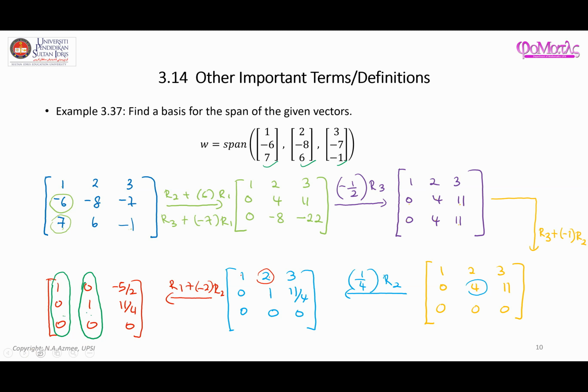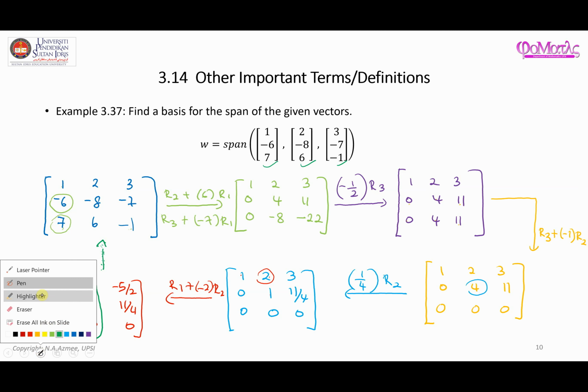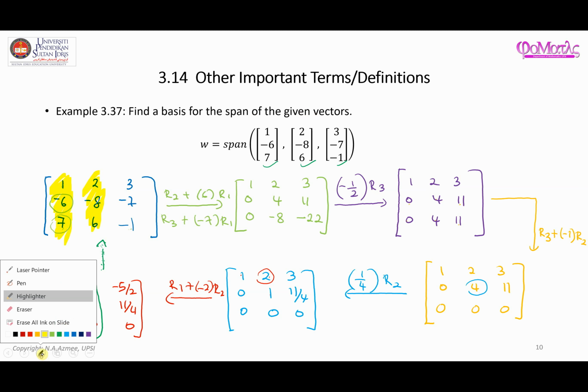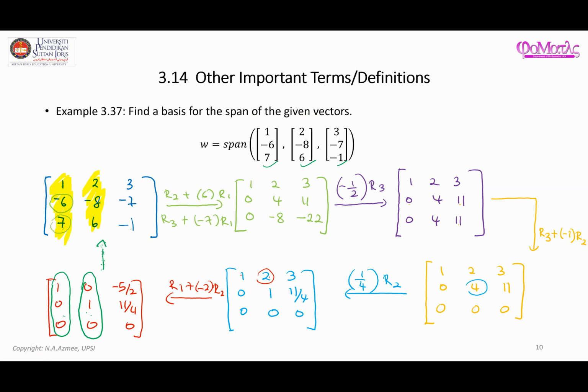So the original matrix is up right there. Okay, so this is the original matrix. Therefore, we are going to consider this column and this column, and these two columns here become the basis for the span of the given vectors. Okay, well, let me just erase this part so I can write the conclusion properly.